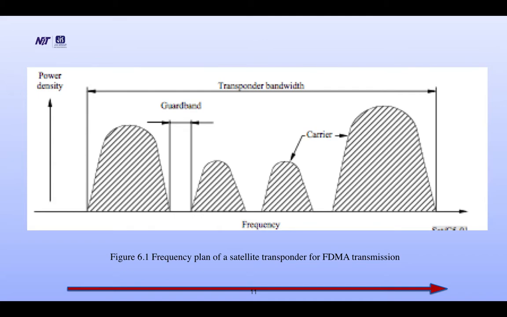So this figure shows a frequency plan of a satellite transponder for FDMA transmission. In the x-axis it is frequency and in the y-axis it is power density. So the transponder bandwidth, considering guard bands and also different carriers, is the total of the different carriers as well as the guard bands.